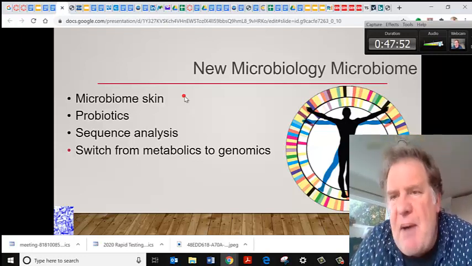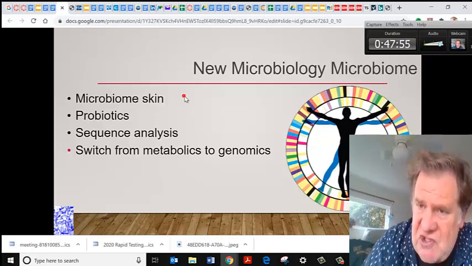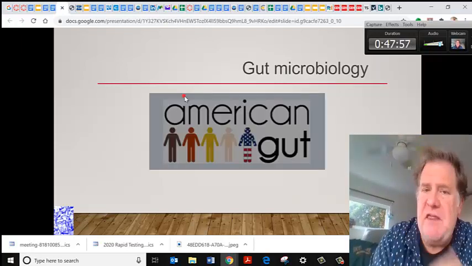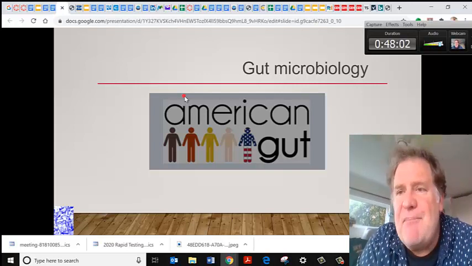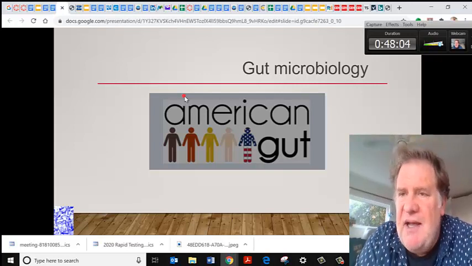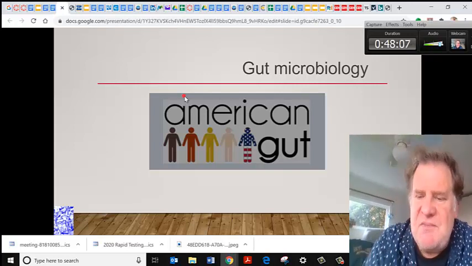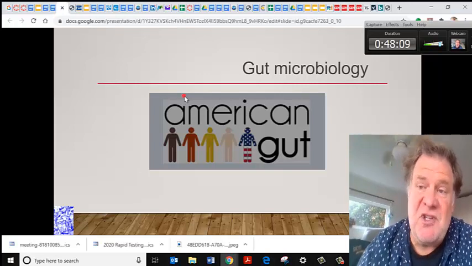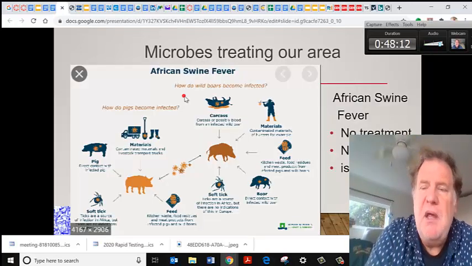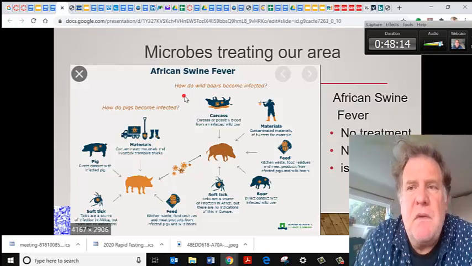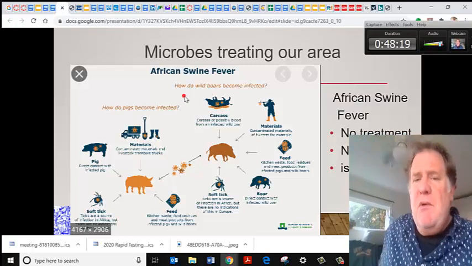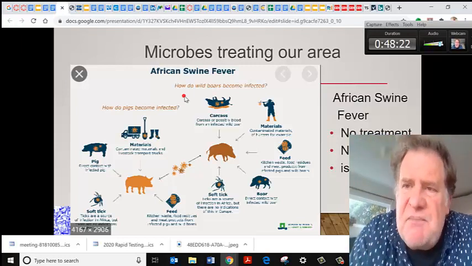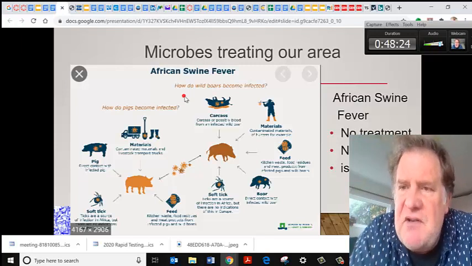We're doing sequence analysis. Instead of looking at metabolics, we're looking at genomics in order to identify things. If you're interested, for a couple hundred dollars, through the American Gut Project, you can poo in a container and send it in, and they will tell you what microorganisms are in your gut. I did this last year, and I'm still waiting for it, but hopefully it will come. Microorganisms are very scary things, and COVID is scary. But what's even more scary is something called African swine flu, a virus that's going around that's absolutely lethal to pigs.